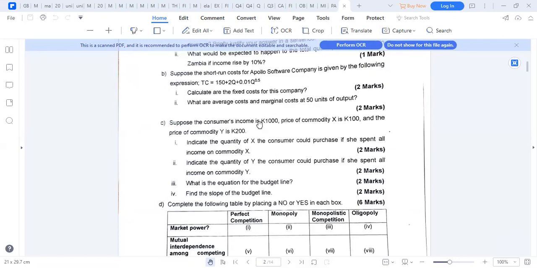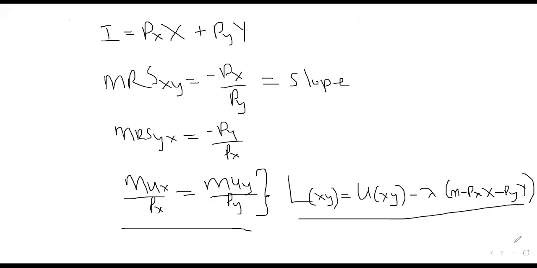So suppose a consumer's income is 1,000, the price of good X is 100, and the price of Y is 200. So let's analyze this before we even tackle the questions. We're told that the income is 1,000, the price of good X is 100, the price of good Y is 200. Okay. How do we come up with the budget line? Anyone?